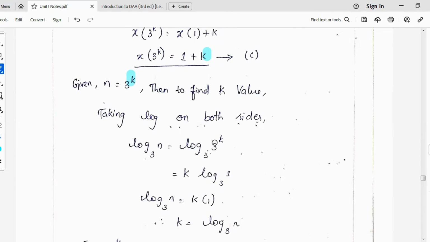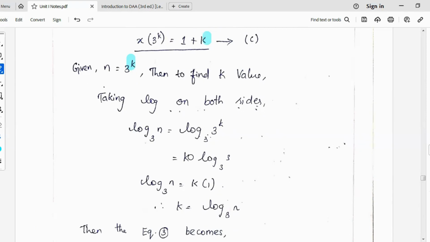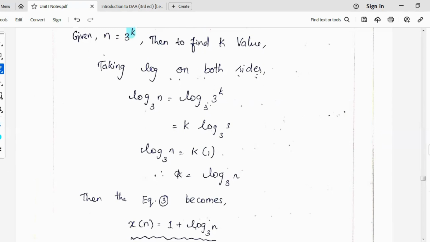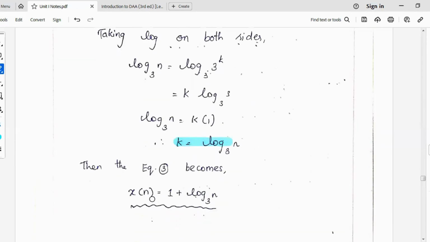Now 3 power k can be written as k into log 3 base 3. The log 3 base 3 value turns into 1, right? So the k value will be log n to the base 3. So we have found the k value. Now I can change the given equation to x of n equal to 1 plus log n, right? With this we have solved the recurrence relation. If we are finding the time complexity of this, we can say big O of log n, right? Log n to the base 3.